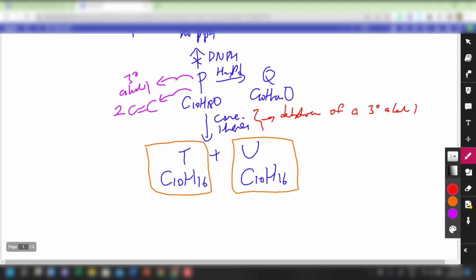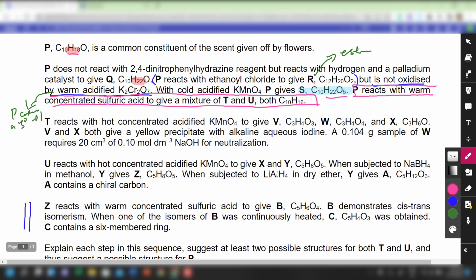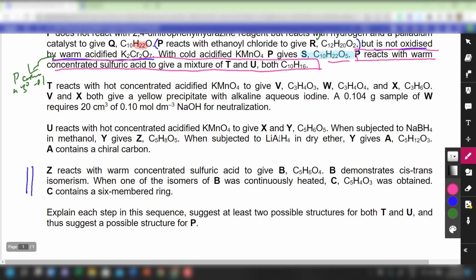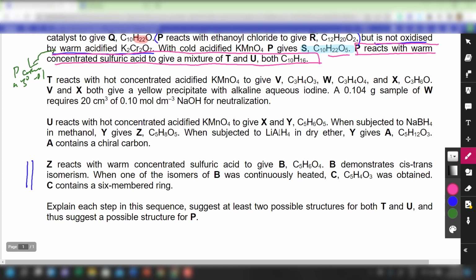This is something you have to be very sure about before you move on, because if you are not, then likely you will screw up later on. So people, just take note of this. Next, we're going to move on with the rest of the clue, which tells us about T and U. You notice that this particular paragraph tells us about T, and the following paragraph tells us about U. So let us read on.